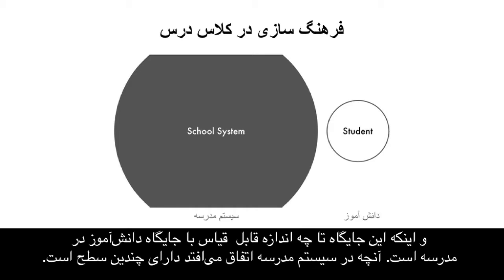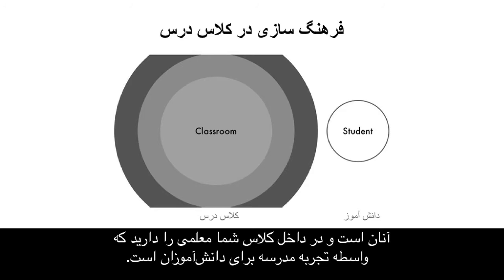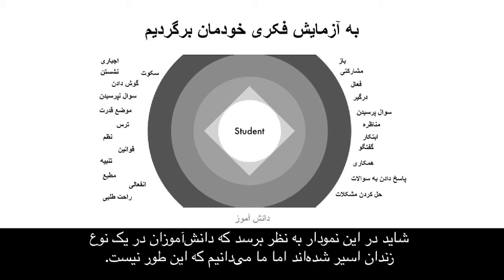Now, what happens in the school system operates at several levels. So you have system level policies, and then you have school structures, and there's leadership at the school that make decisions on which what happens in the classroom is based. And inside the classroom, you have a teacher who is mediating the school experience for the students. Now, of course, in this diagram, it looks like the student is trapped in some kind of a jail. We know that's not the case.